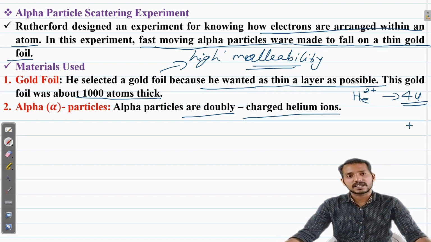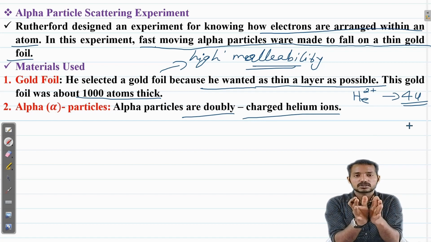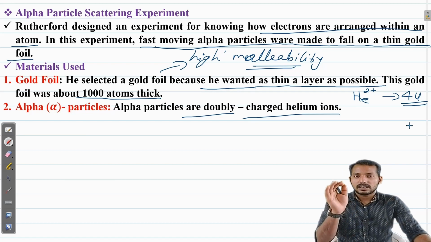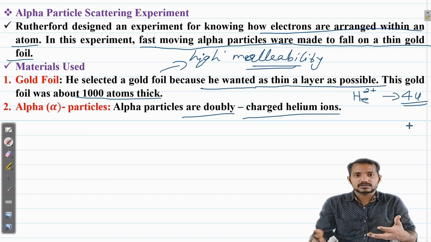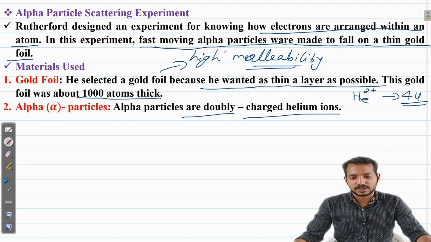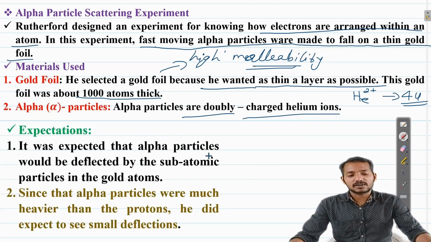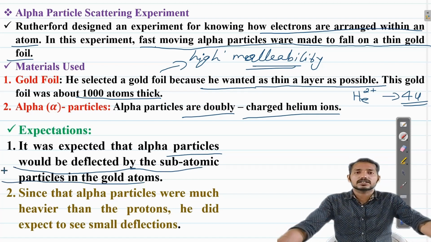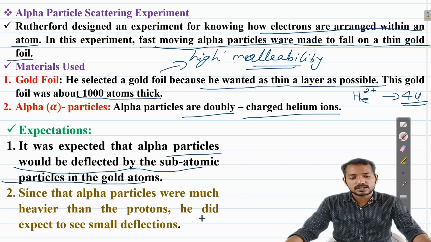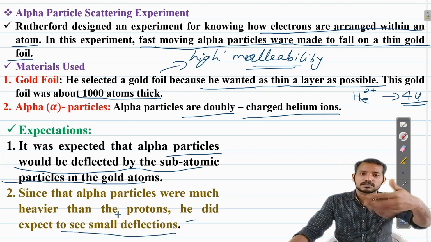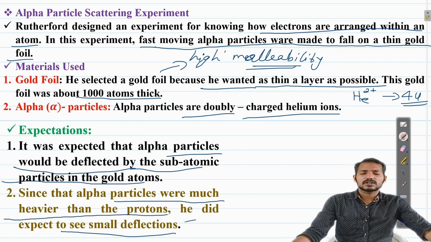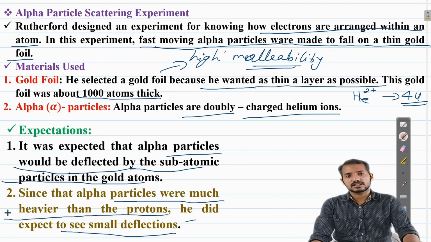So according to J.J. Thomson's model, that was the proposed model, Rutherford expected some result. What were his expectations actually? He expected that alpha particles would be deflected by subatomic particles in the gold atoms. That means all the alpha particles should be deflected, but that deflection should be small and negligible, because the alpha particles were much heavier than the proton. So the deflection should be negligible or small.